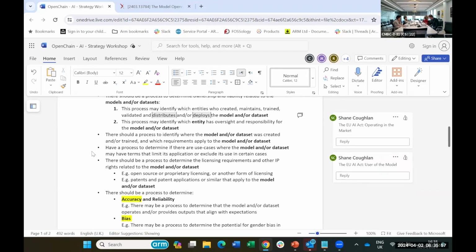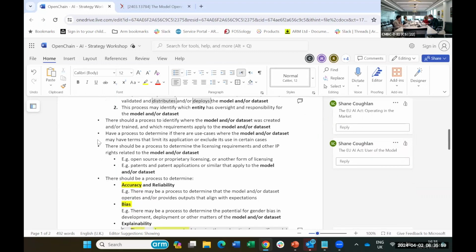Moving on, so I think there's just about 10 or so of these. There should be a process to identify where the model and or data set was created and or trained, and which requirements apply to the model or data set. Then moving on to the use cases, and are there any exclusions to the use cases? We used the word banned applications, I think, last time. We kind of just softened the language to highlight any exclusions that this model was designed for.